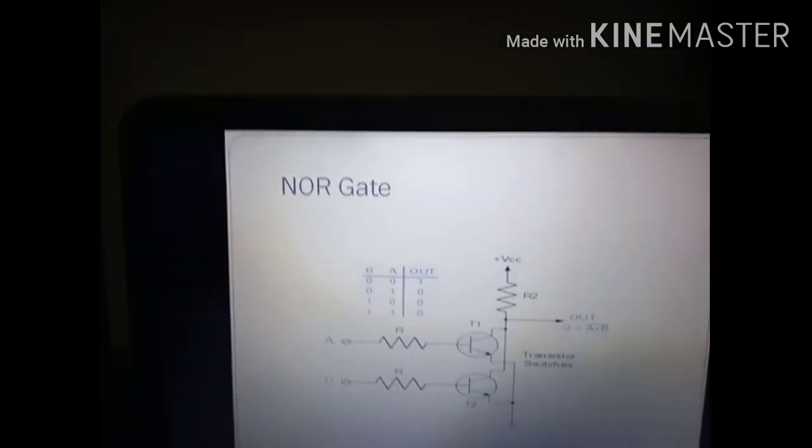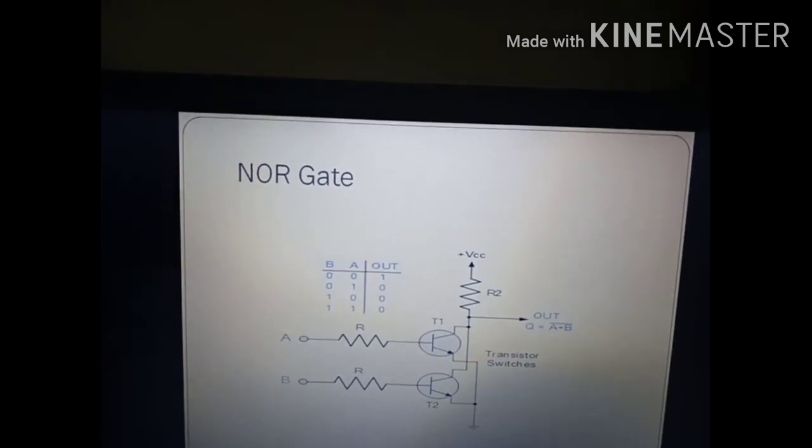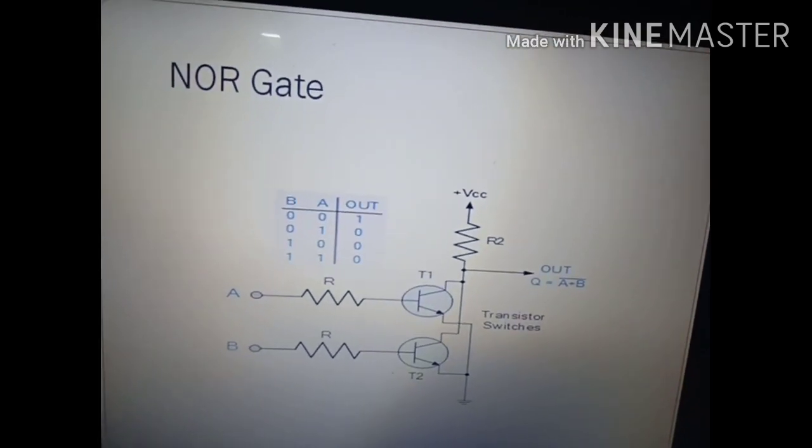So this is the opposite case of the OR gate. So that's all for today.